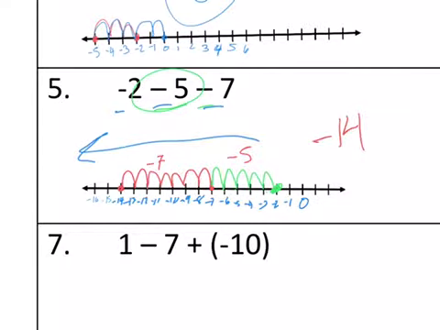Another way you can think about this is, let's add all of these numbers. So 2 plus 5, that makes 7, plus another 7, that makes 14. They're all negative, so it's negative 14.